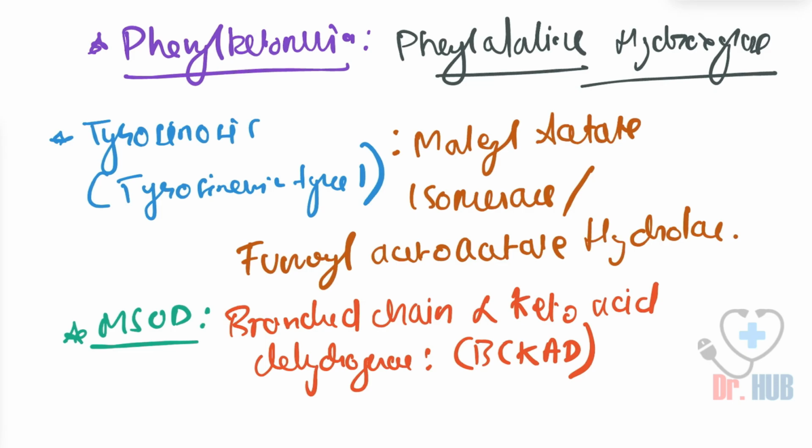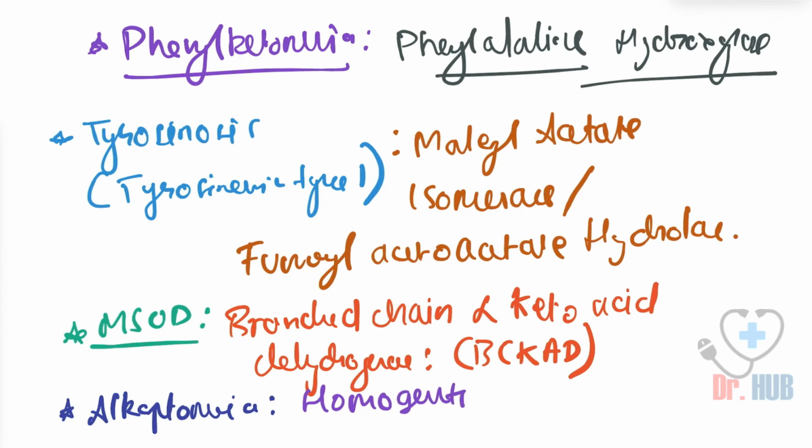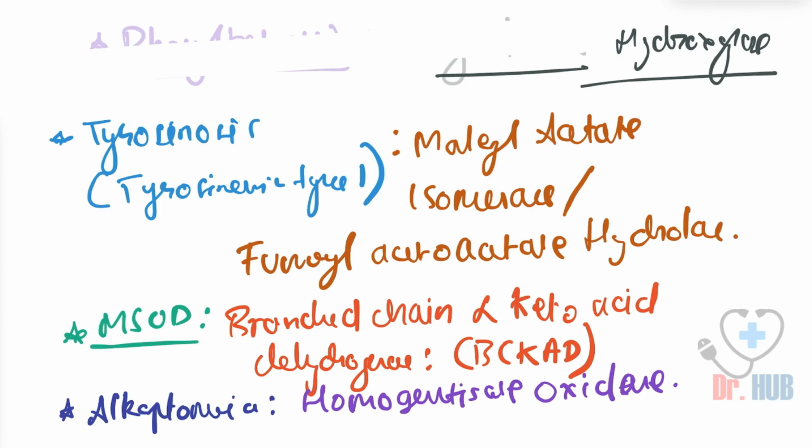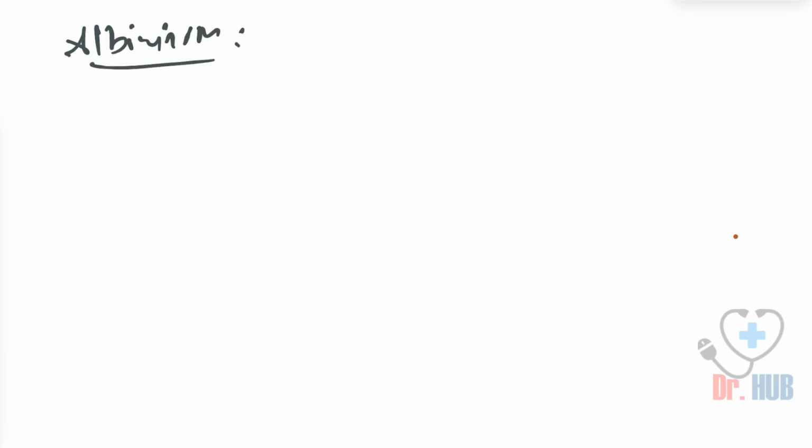Then we move on to alkaptonuria. So what about alkaptonuria? In alkaptonuria, the defect lies in the homogentisate oxidase. Now we move on to albinism. So in case of albinism, what is the enzyme defective? In albinism, the enzyme defective is the tyrosinase.